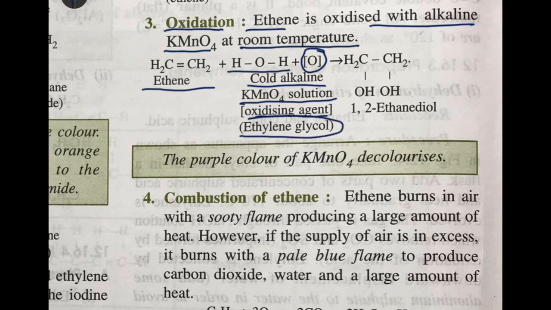So ethylene glycol is 1,2-ethane diol. So alcohol, di means 2. Okay, which can also be written as ethane-1,2-diol. Okay, now the purple color, you know, the color of potassium permanganate is purple. It decolorizes, it becomes colorless because it gives away its oxygen to ethene.